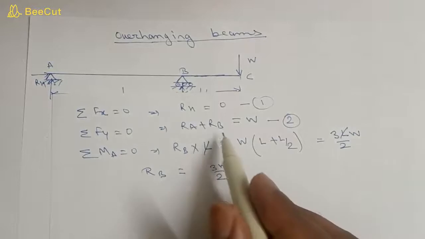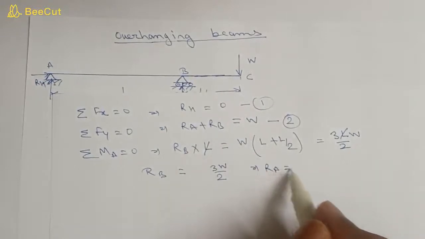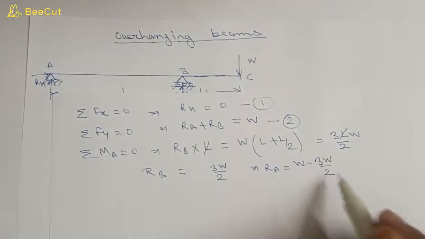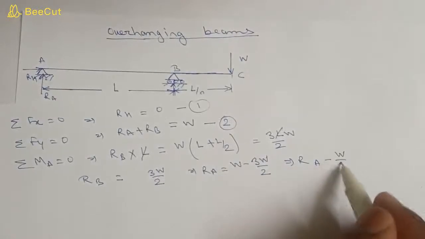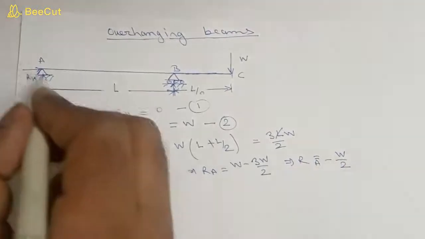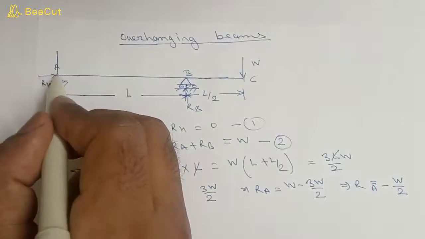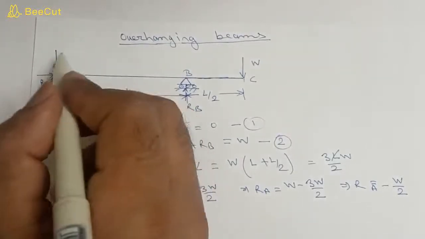If we put the value of Rb in equation 2, then we will get the value of Ra. So Ra is equal to W minus Rb. Rb is 3W by 2, so we will get Ra is equal to minus W by 2. So this Ra force is not in upward direction, so this is a minus, it will be applied opposite to what we have shown, so it will be downwards. So this is Ra.